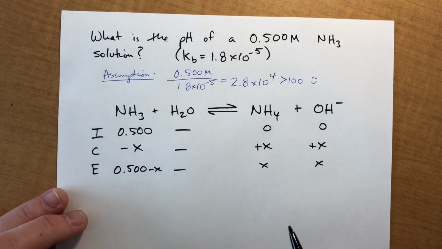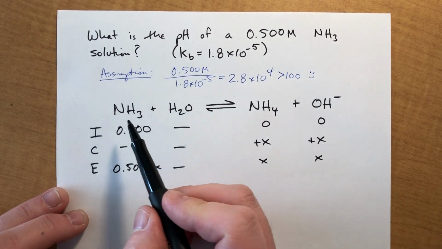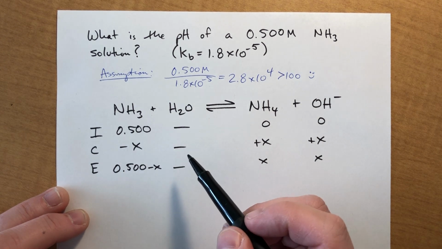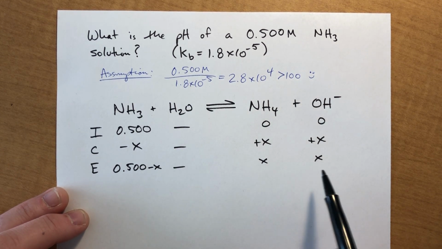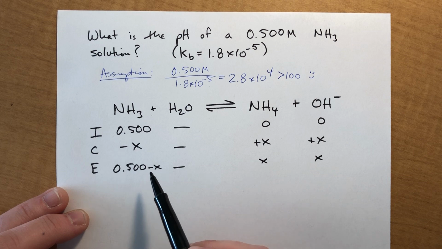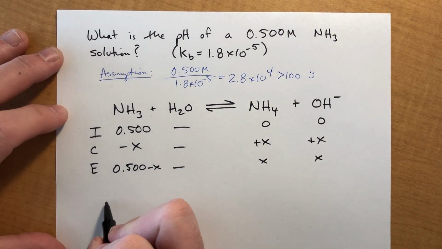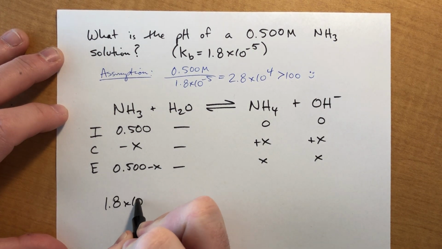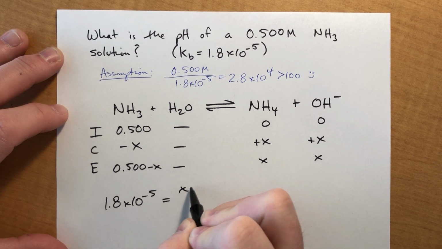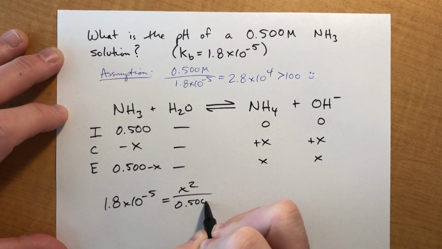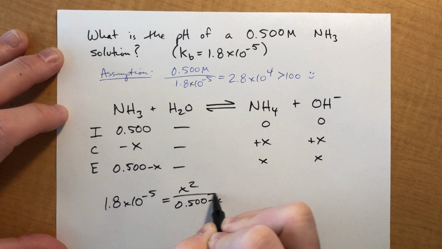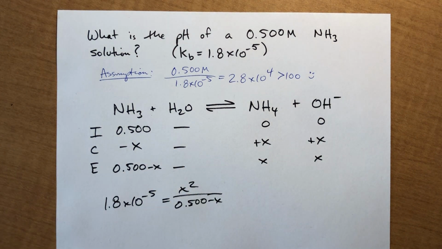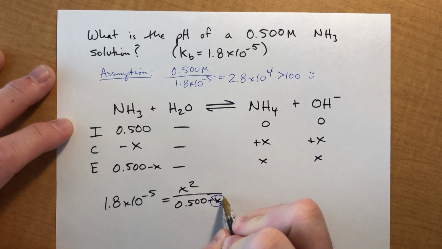Okay. Kb is equal to products over reactants raised to the coefficients, we can ignore the water, at equilibrium. So I'm just going to take the equilibrium conditions divided by this, and we have the Kb value, so 1.8 times 10 to the negative fifth equals x squared over 0.500 minus x. Because the assumption is true, we can basically ignore that.